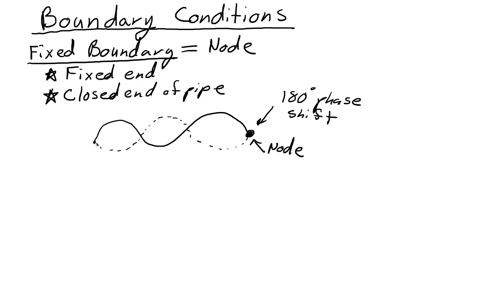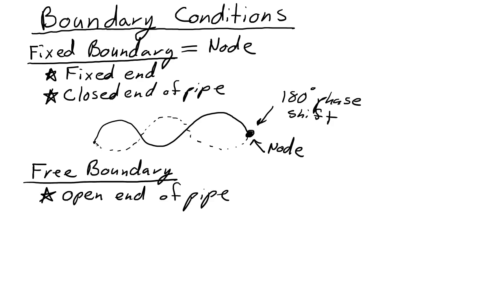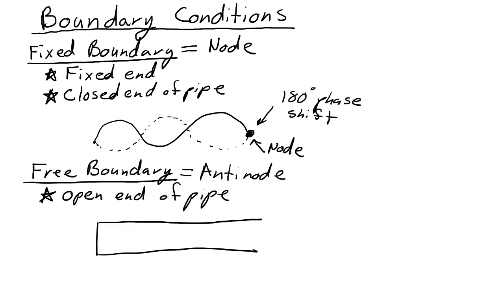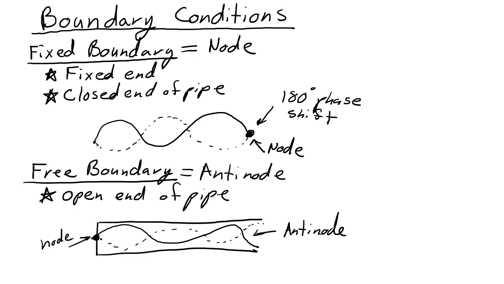The other type of boundary is a free boundary, and you'll find these, for example, at the open end of a pipe. And whenever you have a free boundary, you'll create an antinode. So basically a free boundary is going to equal an antinode. So if I have a pipe, for example, I have a closed end on the left, an open end on the right. So I would create a node at the closed end, and at the open end, I would have an antinode. All right, that's it for the properties of standing waves.